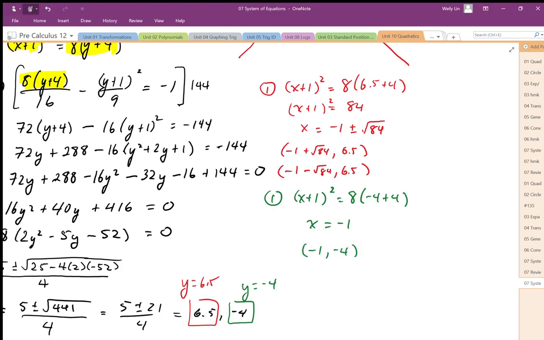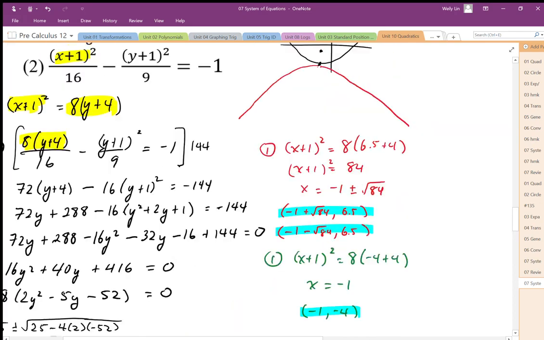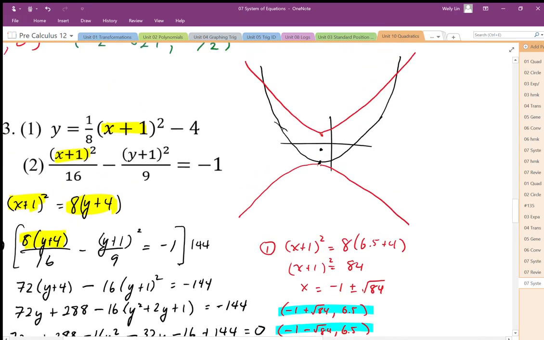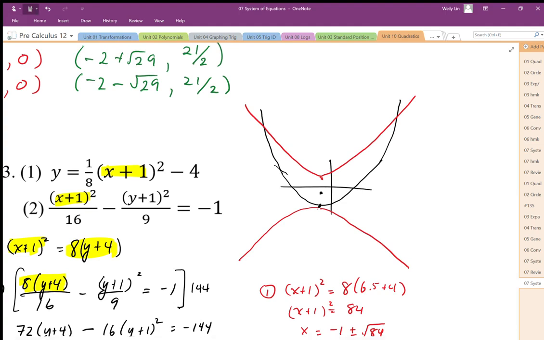So I have x equals negative 1 and y equals negative 4 as my other coordinates. Just highlighting those 3 solutions, there's 1, 2, 3 solutions. They correspond with the 3 solutions that I would have predicted based on just a sketch of my graph: 1, 2, and the vertex 3.